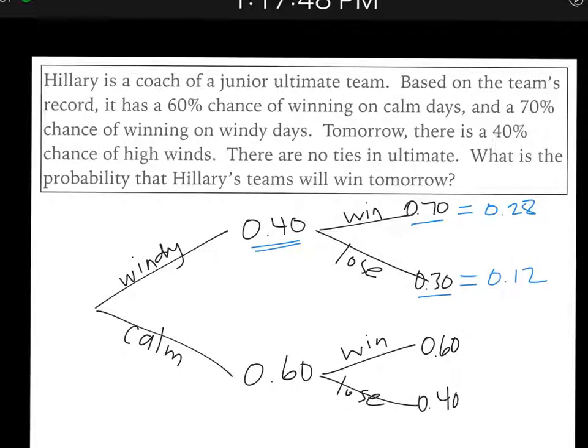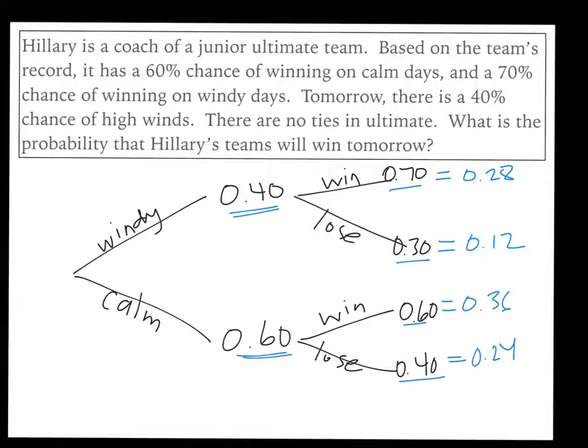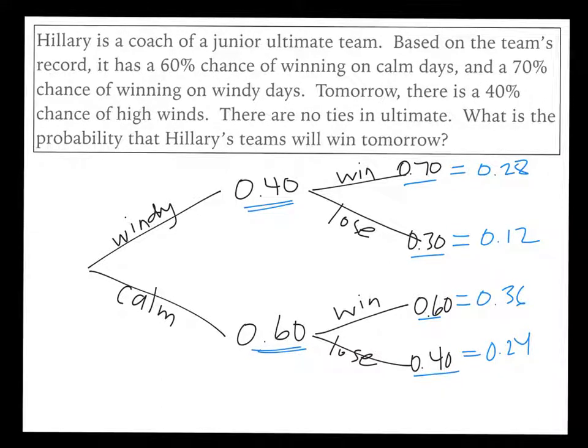So what does that mean? There's a 12% chance that what will happen? She'll lose when it's windy. So it's not just that she'll lose, it's that she'll lose and it's windy. Then we do the exact same thing down below. So 0.6 and 0.6 makes 0.36. And 0.6 times 0.4 makes 0.24. And all these numbers, just like Delaney said, should add up to 100. So that's 28, 40, 76, 100. So it does add up to 100.